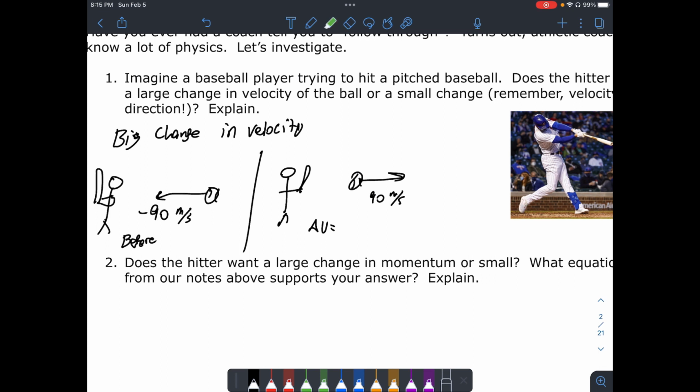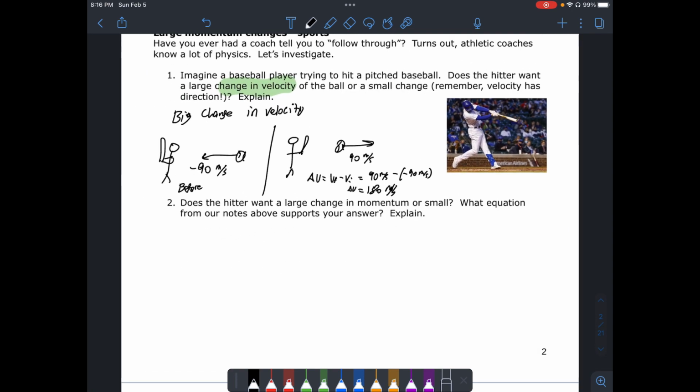Again, very important to know what we're being asked, is our final minus our initial, which equals 90 meters per second because we're going to the right. Right is positive in this situation, minus our negative 90 meters per second. Subtracting a negative is positive, so our change in velocity is 180 meters per second, which, if you've ever been to a baseball game, is a big change.